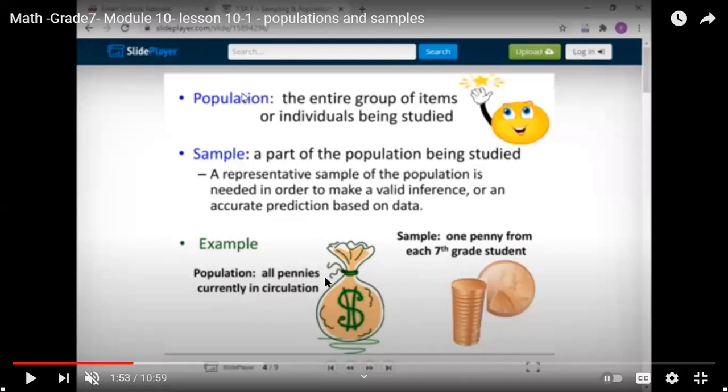So all the amount, all the pennies of money inside the bag, this represents the population. Okay? The whole amount of money inside this bag represents the population. And what is the sample? It will be what?